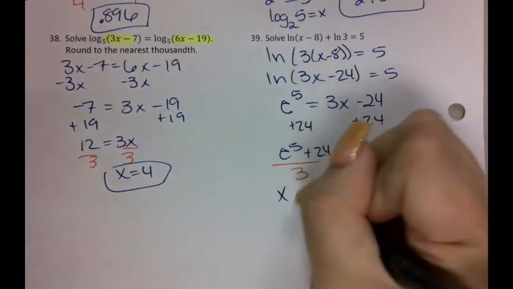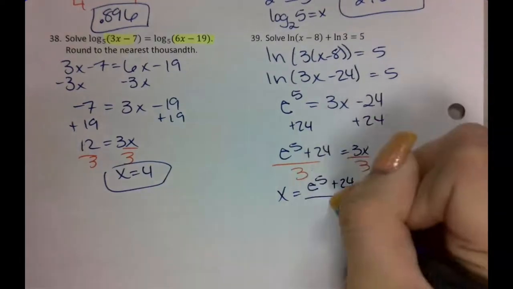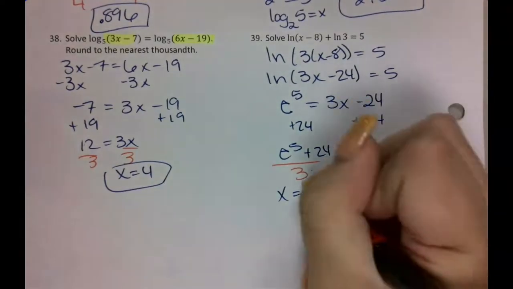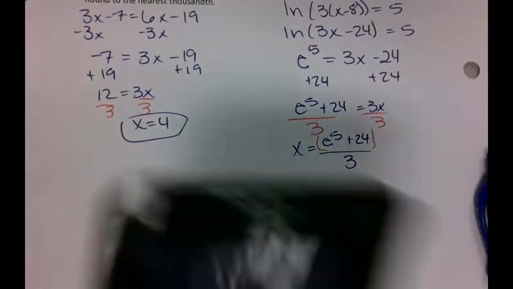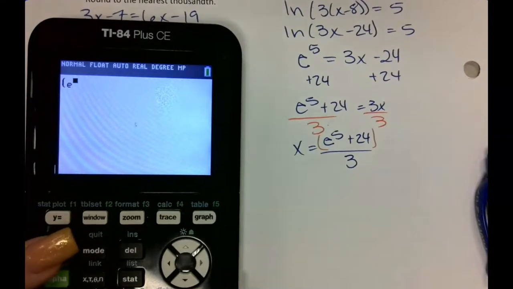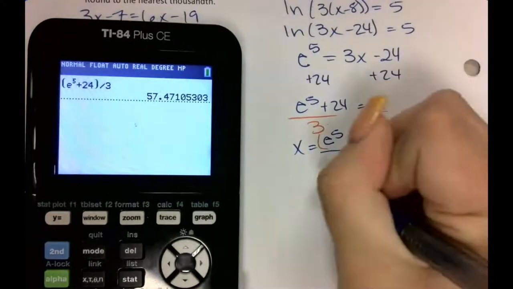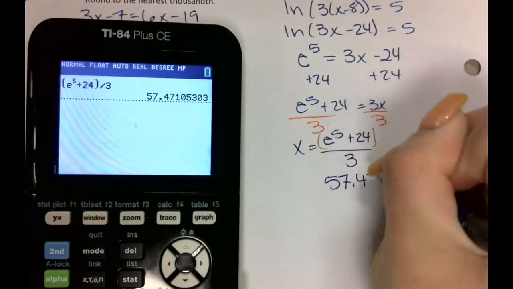I'm going to type this into the calculator like I have it written out so I don't lose something when rounding. When I type this in, I want to make sure my numerator is in parentheses. So I have e to the 5th plus 24, and then divided by 3. This gives me my final answer of 57.471.